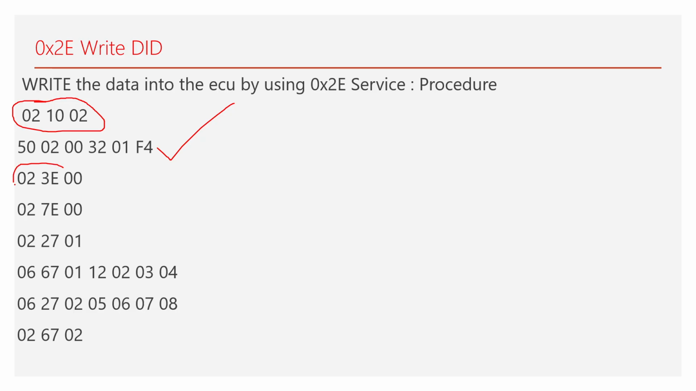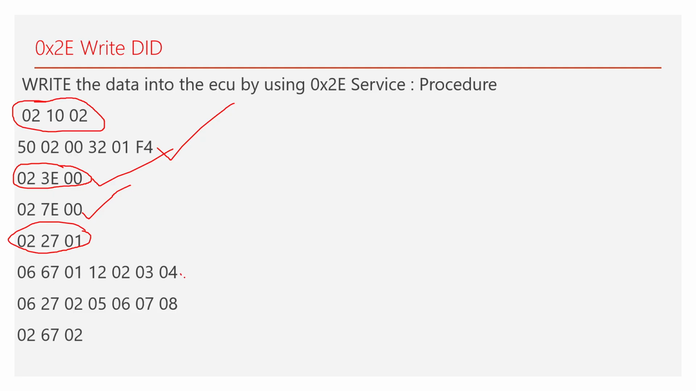Next, go to the 3E service, tester present. To activate the tester present we will get a positive output. After that we have to go to the 27 service. What is this 27 service? It is nothing but the security access service, to activate security in the ECU. We have to remember this. I will explain it in the next slides.